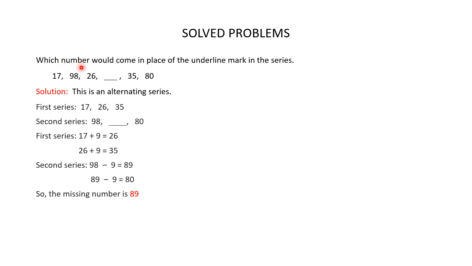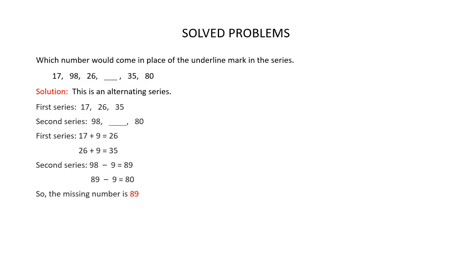Which number would come in place of the underline mark in the series? 17, 98, 26, blank, 35, 80. So you have to find out what number should come after 26. Now when you observe these numbers in the number series, you will notice that there are two series. The first series is 17, 26 and 35. The second series is 98, blank space and 80.